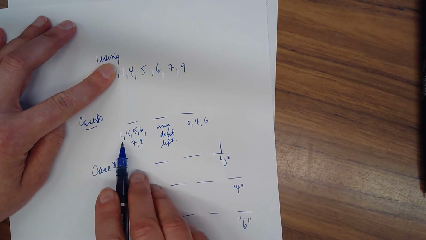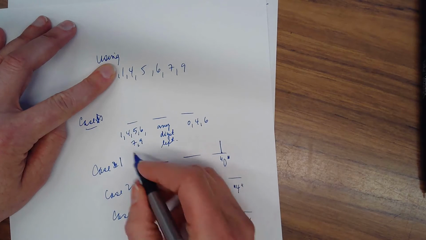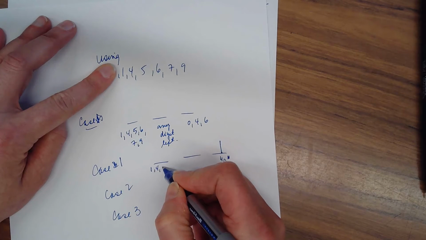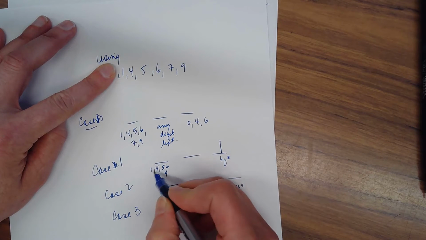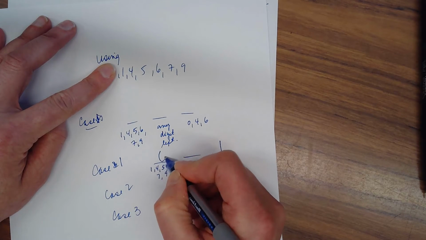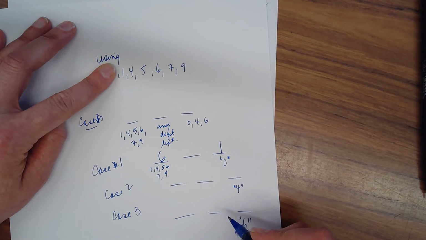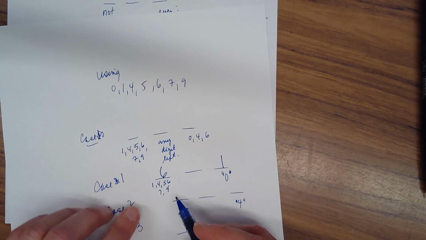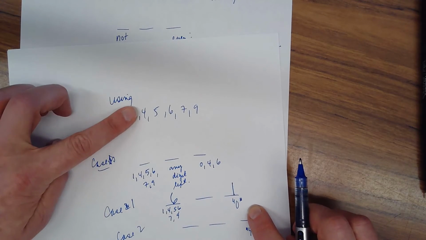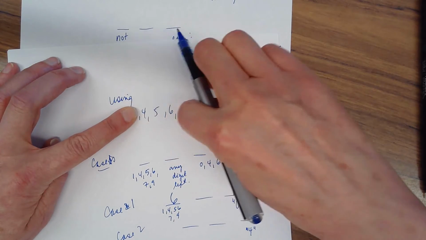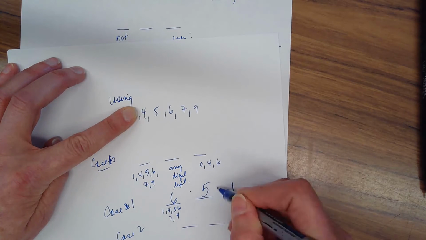So I still have all of these guys because that doesn't affect anything. So I can choose from 1, 4, 5, 6, 7, and 9. Agreed? 1, 2, 3, 4, 5, 6. I have a choice of 6. Now one of these numbers went, so 0 is gone, and one of these guys is gone. That leaves me with 1, 2, 3, 4, 5 digits.